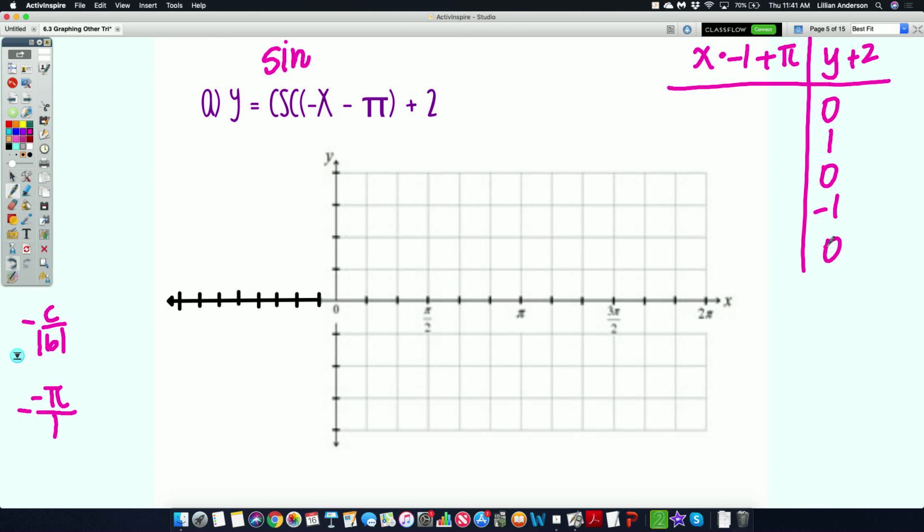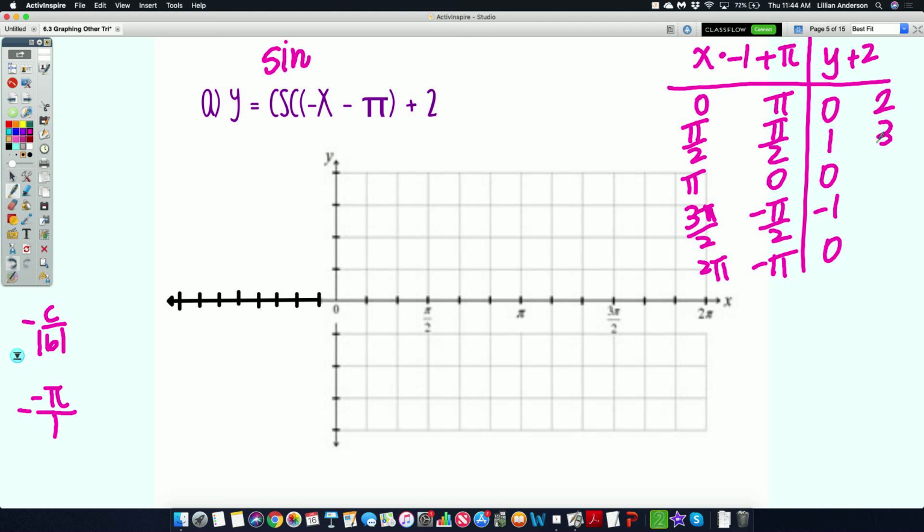Go ahead and complete my table. Hold off on the graphing part, but go ahead and complete my table. So give myself some more space. What are my x's? Pi. What are my y's? So this is what I'm going to use to graph my sine function.